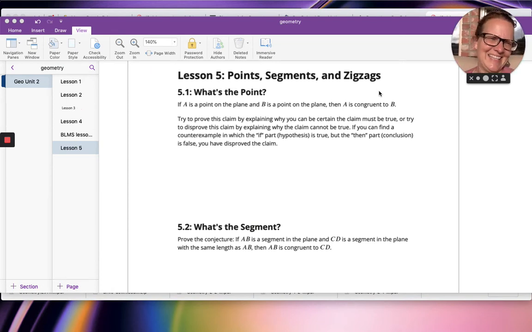But we are in Unit 2, and we're starting Lesson 5. So we're talking points, segments, and zigzags.